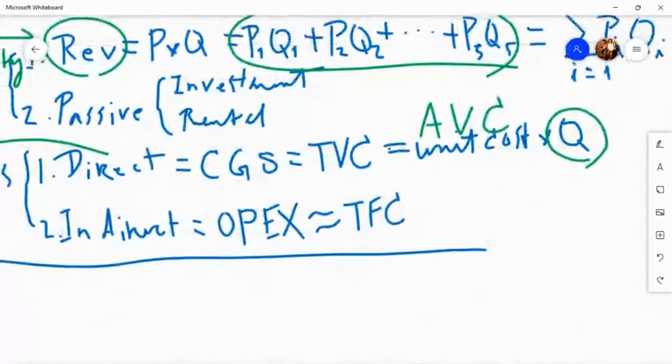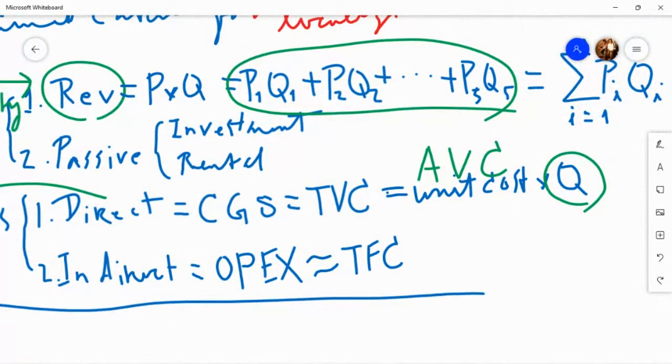Just like revenue is also a function of quantity. As quantity goes up, revenue goes up. As quantity goes down, revenue goes down. And another name for unit cost is average variable cost, because total divided by quantity will be the average. If you divide total by quantity, then you arrive at unit cost, right? So unit cost is the average variable cost, right?